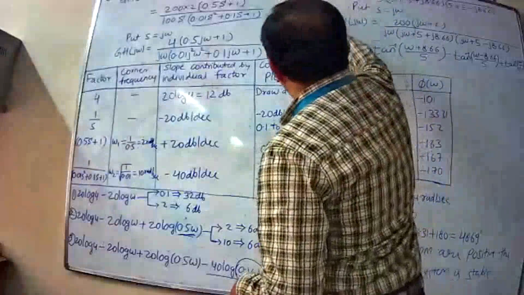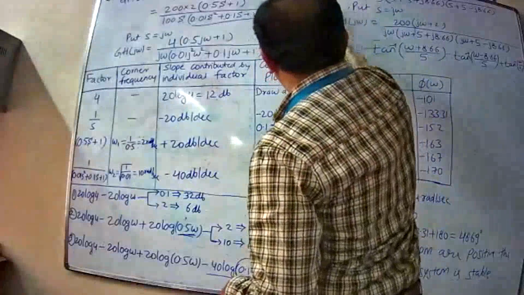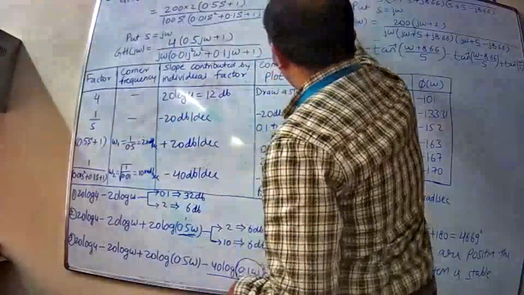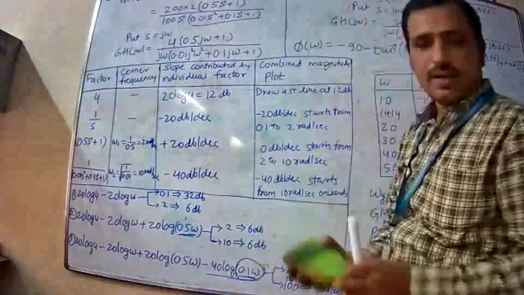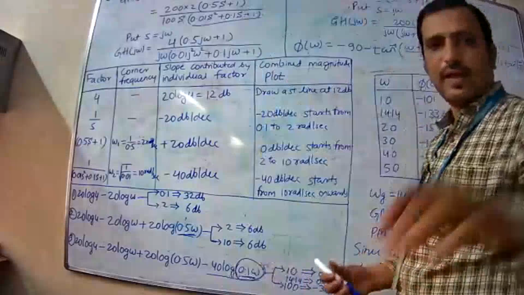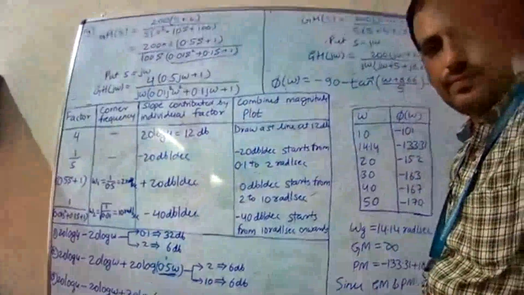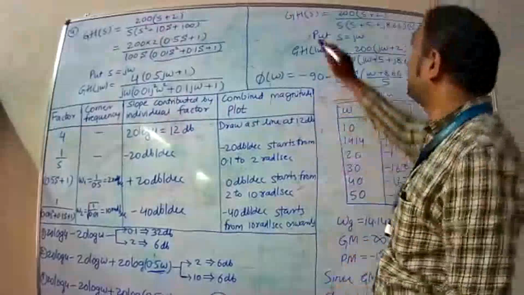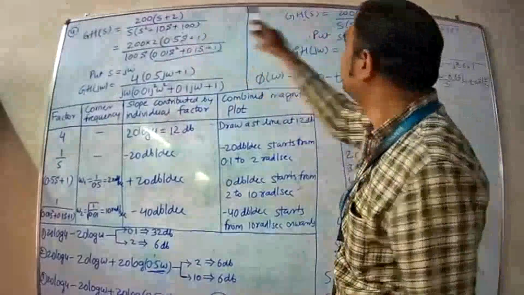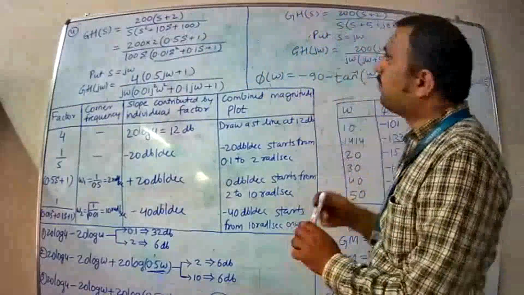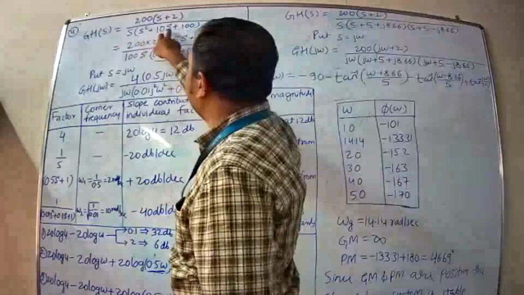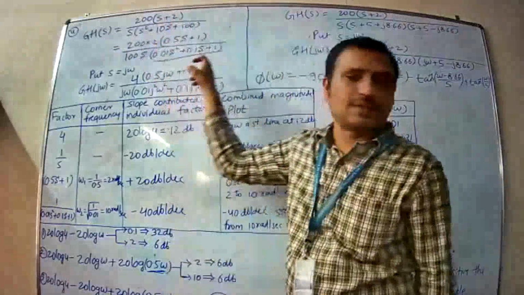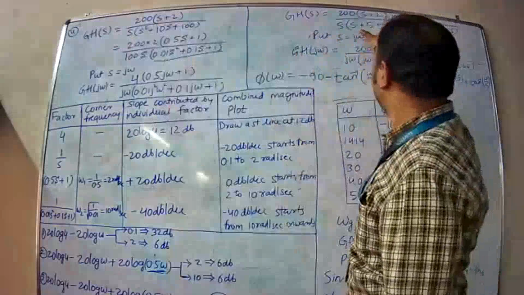For the phase angle equation, we have to be very careful, because this is a quadratic factor. To write the phase angle equation, you can see here, I have taken the same thing, whatever they have given. But instead of writing s square plus 10s plus 100, I have taken the factors for this one.